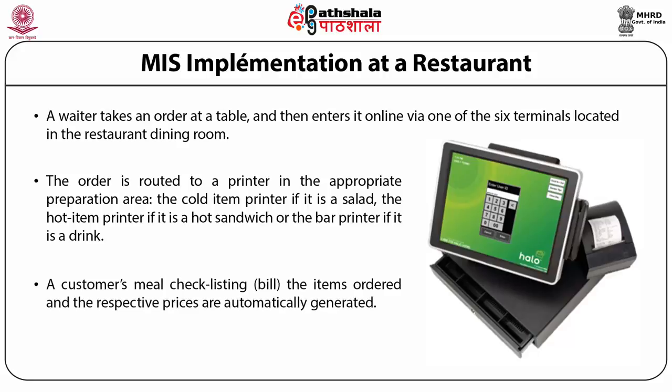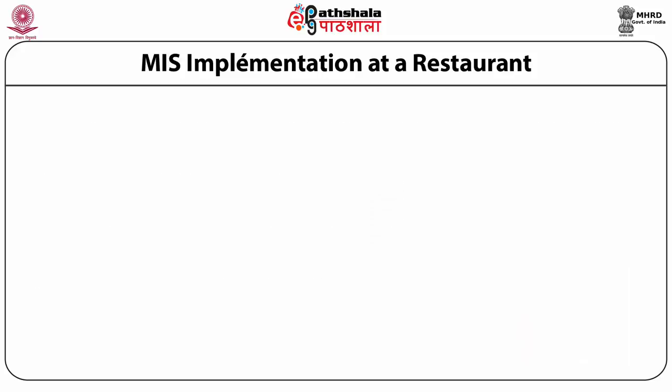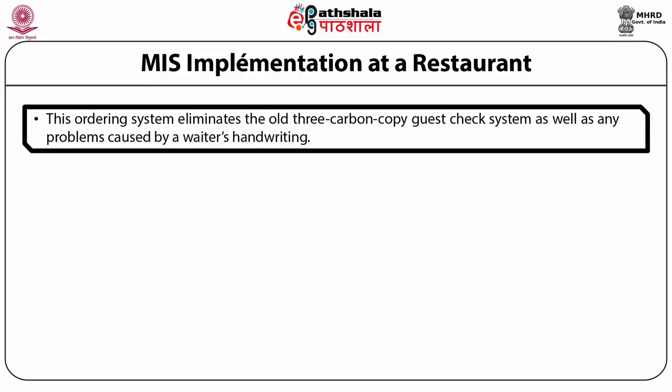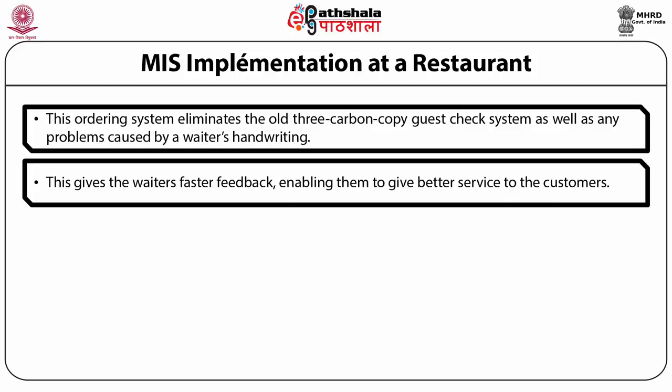A customer's meal check, listing the items ordered and the respective prices, is automatically generated. This ordering system eliminates the old three carbon copy guest check system as well as many problems caused by a waiter's handwriting. When the kitchen runs out of food items, the cooks send out an out of stock message, which will be displayed on the dining room terminal when the waiter tries to order that item. This gives the waiter faster feedback, enabling them to give better service to the customer.